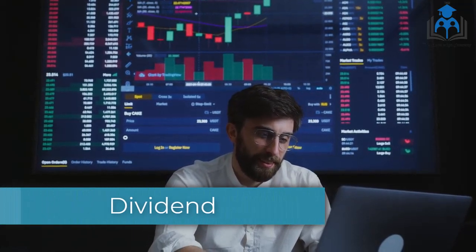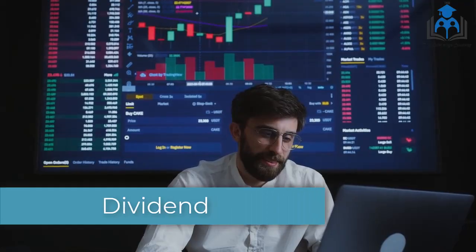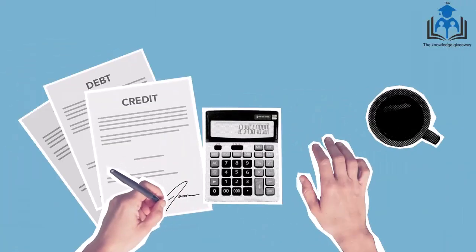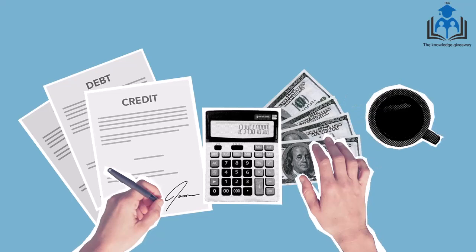Dividend. A dividend is a payment made by a company to its shareholders. It's important because it's a way for shareholders to make money from their investment.